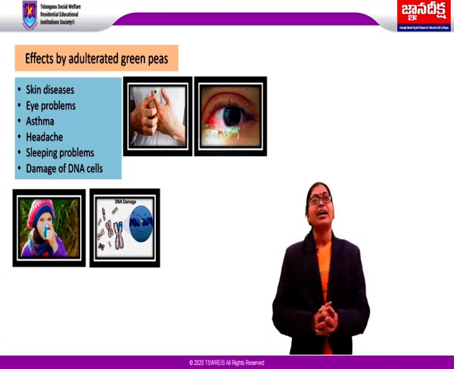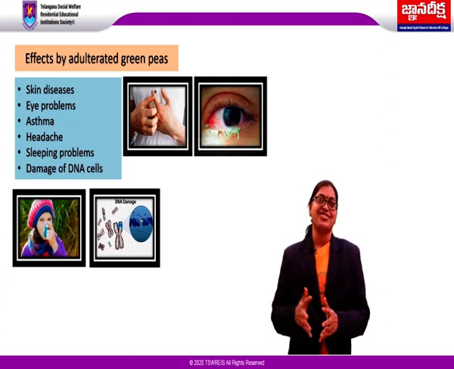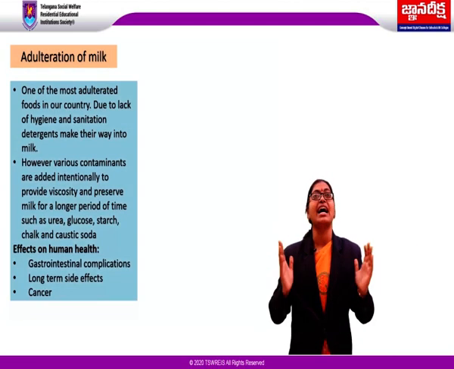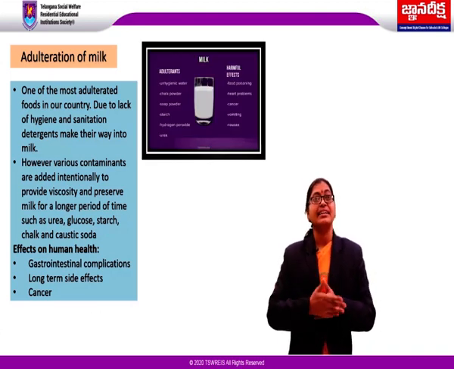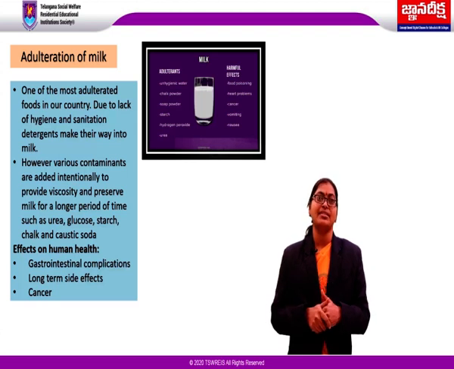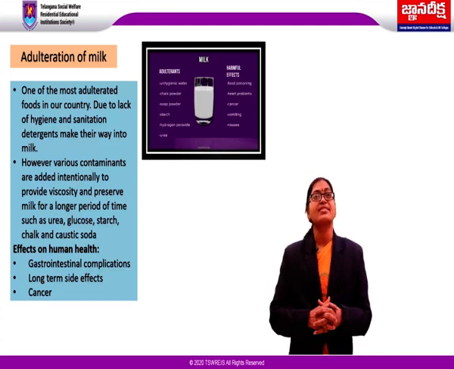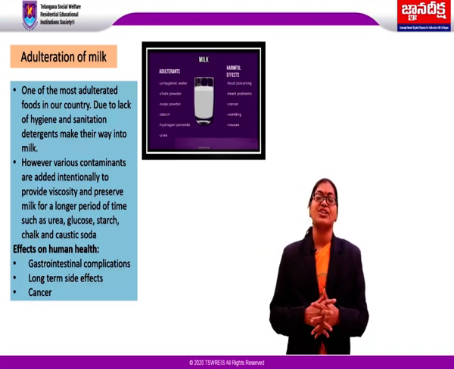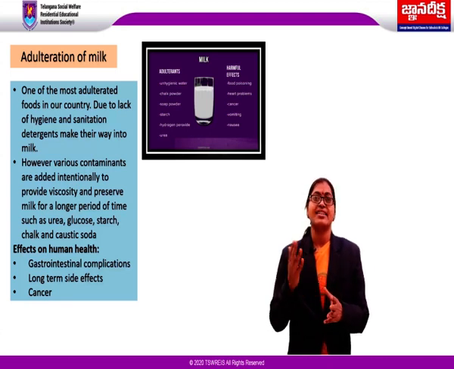Now children, we are going to see another food adulteration called milk adulteration. So, milk is one of the most adulterated foods in our country. Due to lack of hygiene and sanitation, detergents make their way into the milk. However, various contaminants are added intentionally to provide viscosity and preserve the milk for a long period of time, such as urea, glucose, starch, chalk and caustic soda.